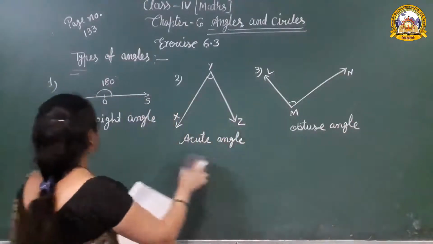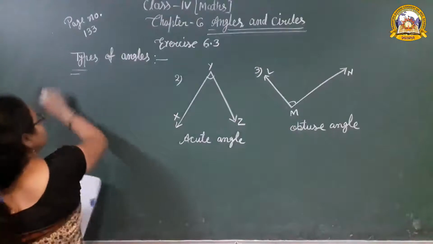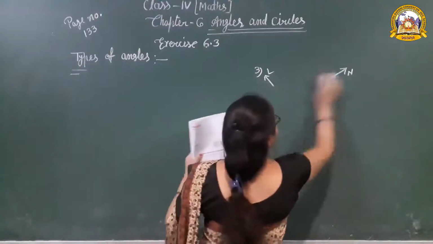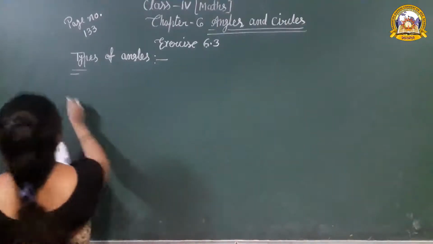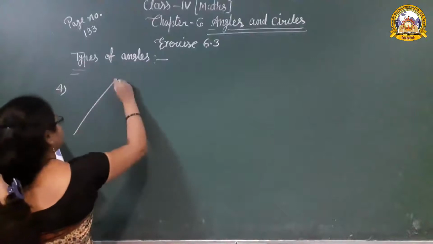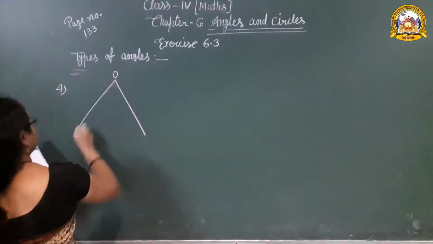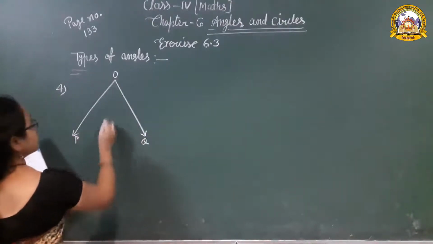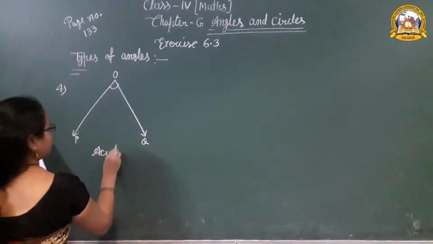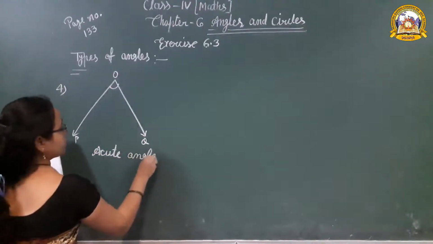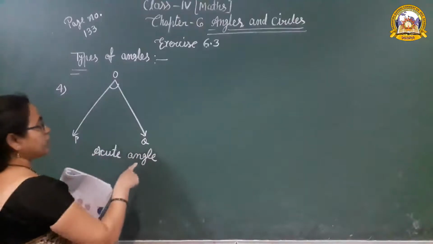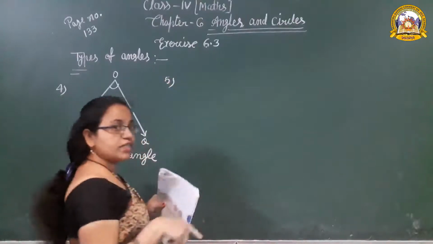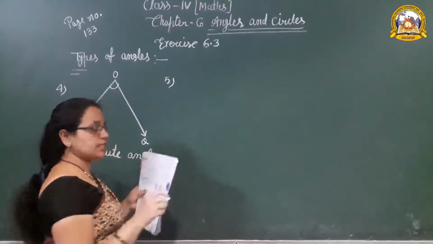Now the fourth number diagram. Fourth one. It is an acute angle. Why? Because it looks like an A shape. It means acute angle. And the speciality of the acute angle is less than 90 degree.